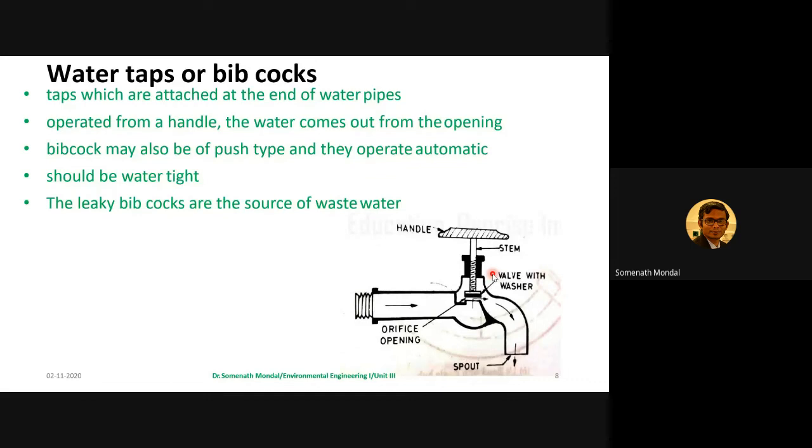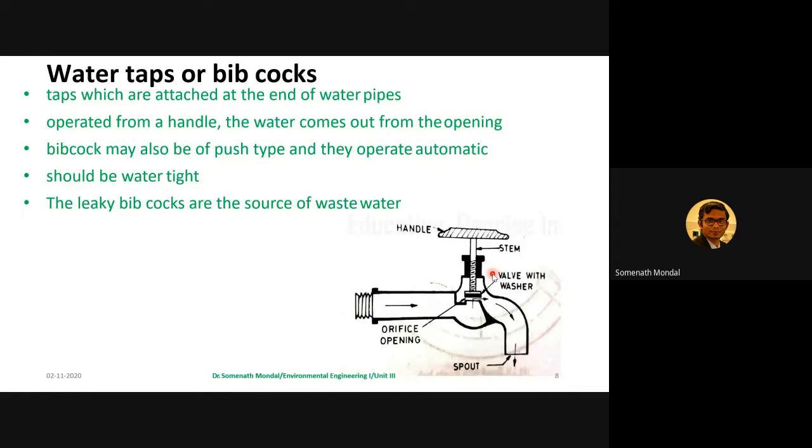Now they are available to be fitted in different pipe sizes from 10 to 50 mm diameter. All of you know that for different pipe sizes we have different types of bibcocks available, and there are a few important points which should be kept in mind: a bibcock may also be push type, or it can be operated automatically with the help of sensors. These days you can see this in washrooms also. Now they should be absolutely watertight, otherwise the wastewater quantity will increase from the washroom. Leaky bibcocks are a source of wastewater, as I mentioned.